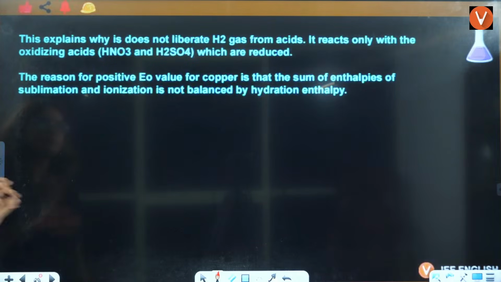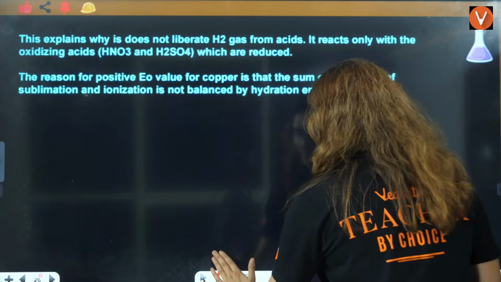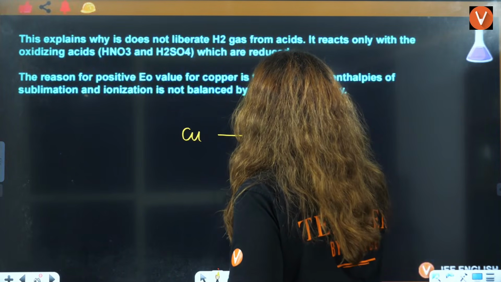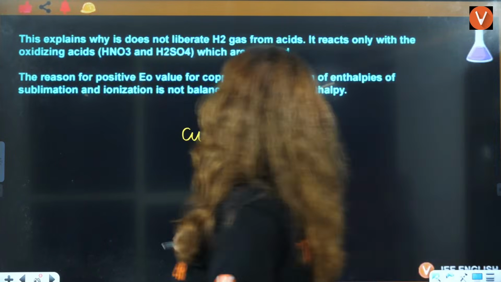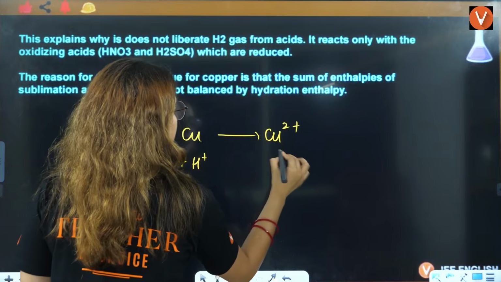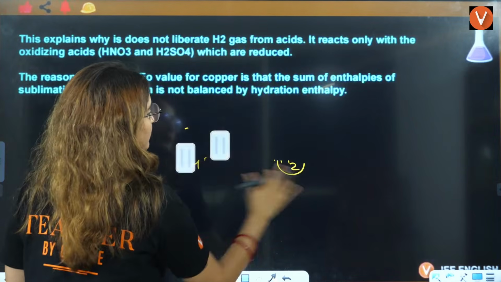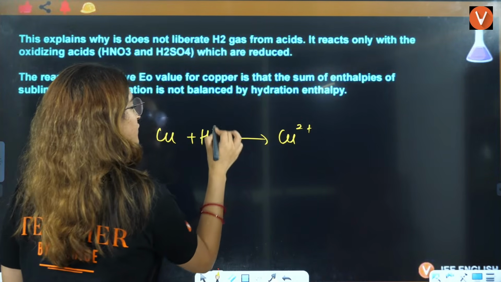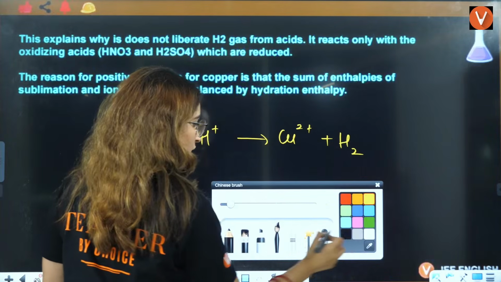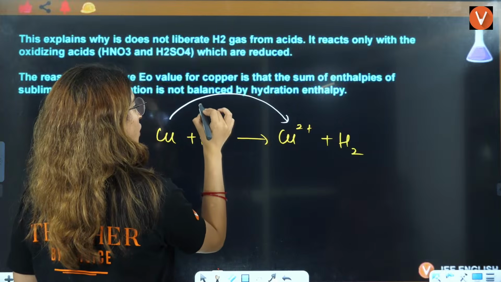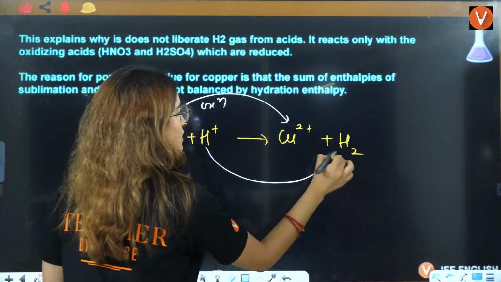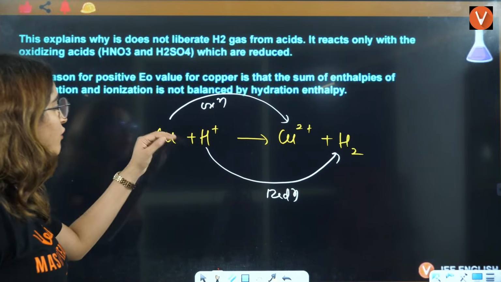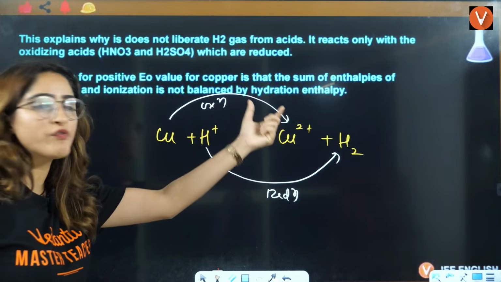Now let's see, because of this, it's very difficult to convert it into Cu2+. So if you have any H+ here and it is getting converted to H2... Tell me one thing. If you have Cu, this is Cu2+, this is H+, this is H2. We know that this is oxidation, this is reduction. If Cu to Cu2+ is difficult, will it be able to liberate H2 with any acid?